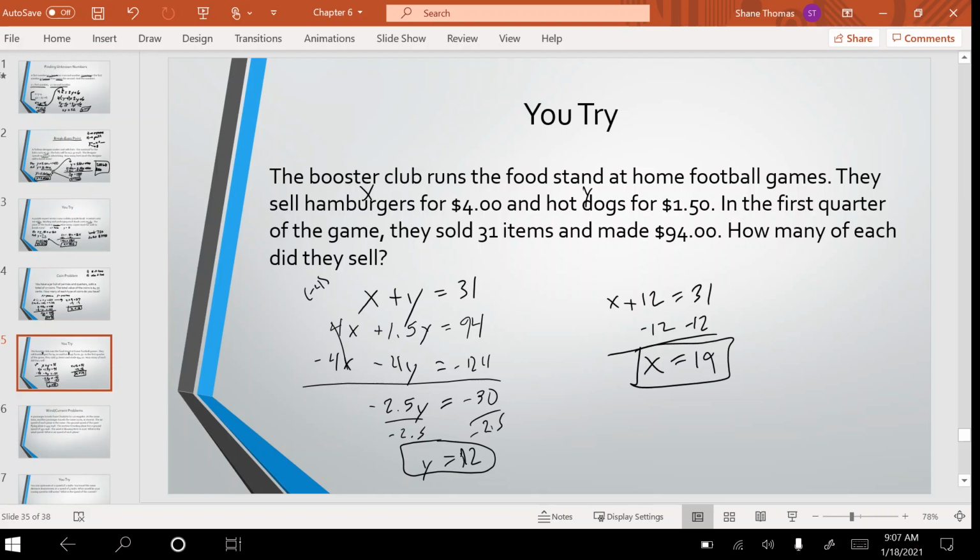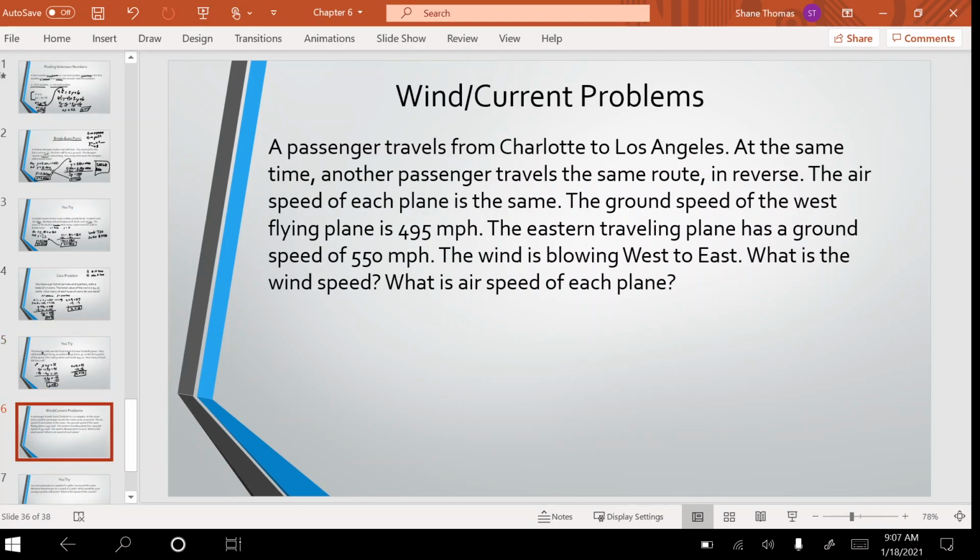All right, I think this is another one that's pretty standard. We're down to two more types. Next one, wind and current problems. Haven't we already done 3? We did missing numbers, break even, coin. We've got 5 types today. We do extra. All right, wind and current problems.